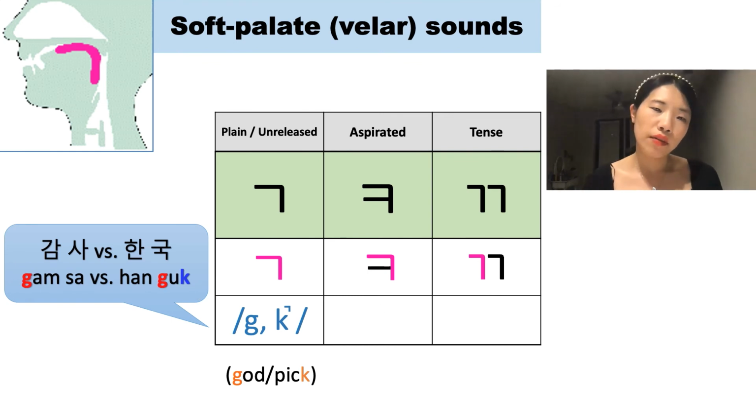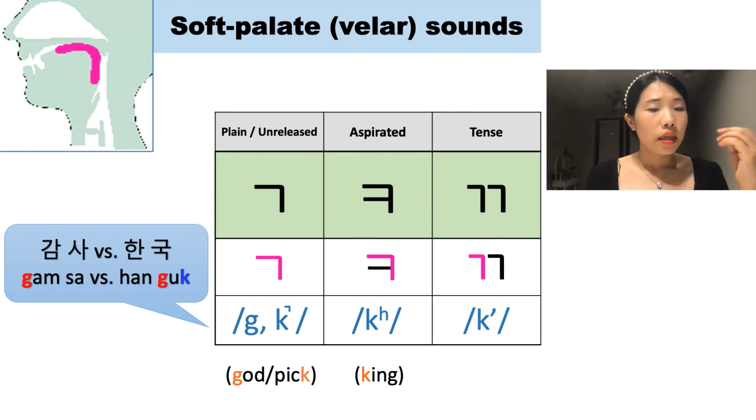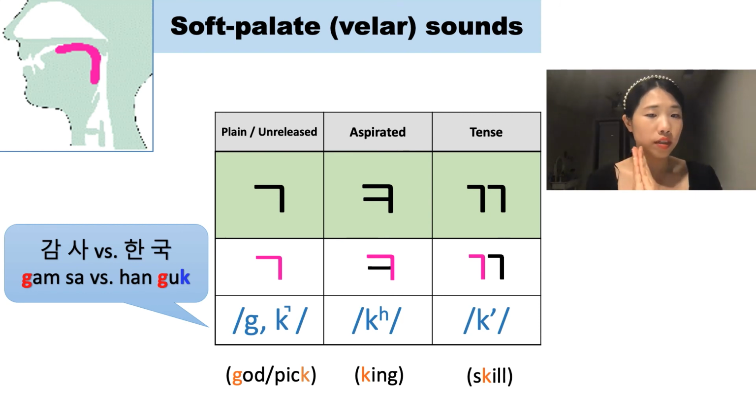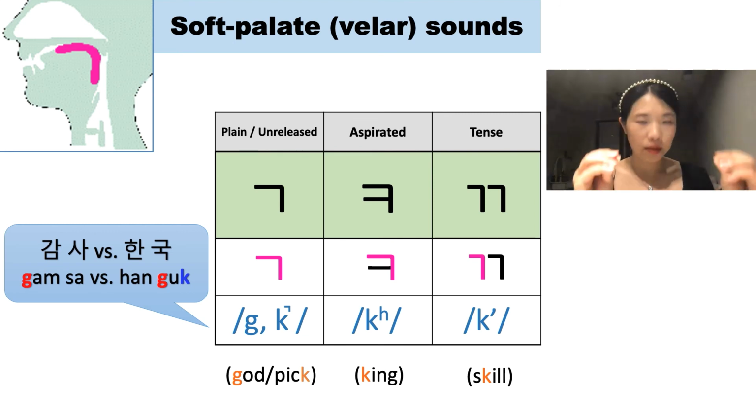And of course, we have aspirated version, which is 키읔, and it's similar to the sound you're making when you're pronouncing some words like king. 쌍기역 is similar to the tense version of K when you're pronouncing some words like skill, sky. It's not skill. A lot of English native speakers would pronounce it as skill. 기, 가. So that's probably similar to 쌍기역 in Korean as well.